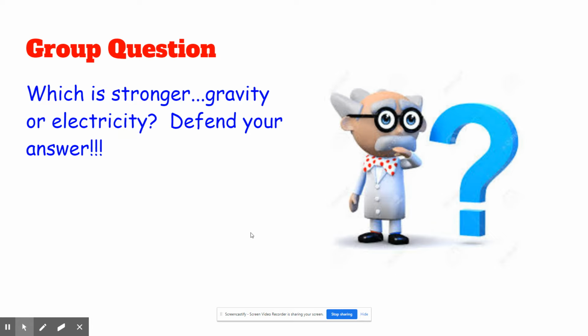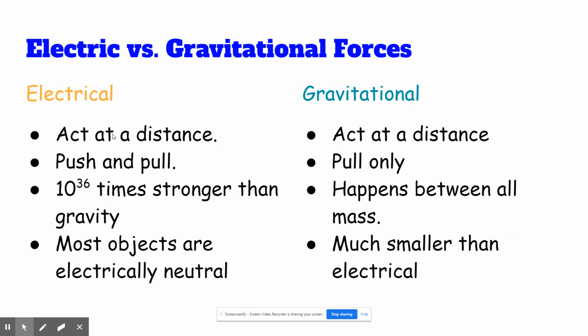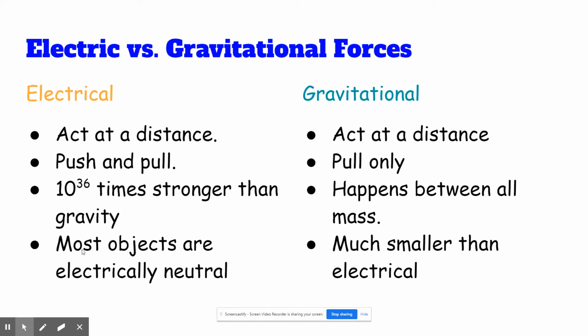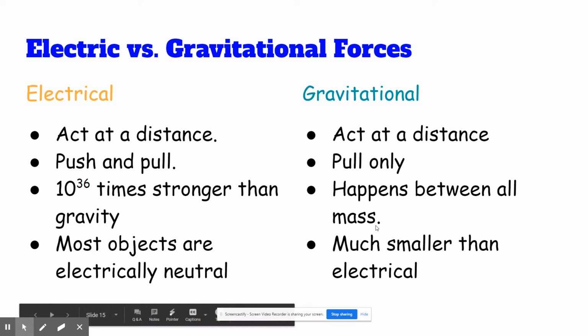Which is stronger, gravity or electricity? Defend your answer. Well, they both act at a distance. Electrical can be push or pull, and gravitational is pull only. Electrical is 10 to the 36 times stronger than gravity. Gravity happens between all masses. It takes a whole world to hold me down. Most objects are electrically neutral, so gravitational force is much smaller than electric. That's comparing electric and gravitational forces.